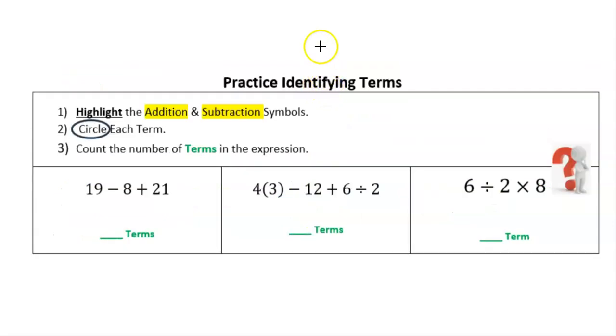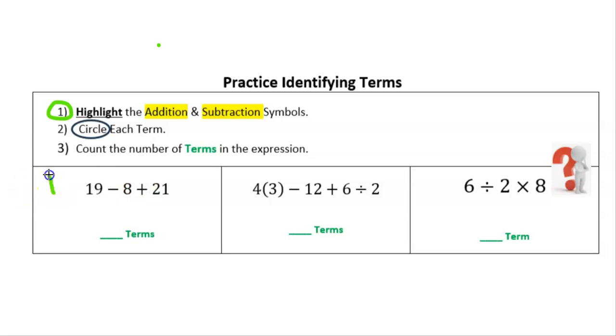So now that we defined terms and we went over how to find those terms easily, I want you to practice identifying the terms, because if you cannot identify the terms, the order of operations is going to be a challenge for you to get correct. So the recipe for identifying terms that we're going to follow here in the beginning of the lesson is, first, step 1, go in and highlight the addition and subtraction symbols.